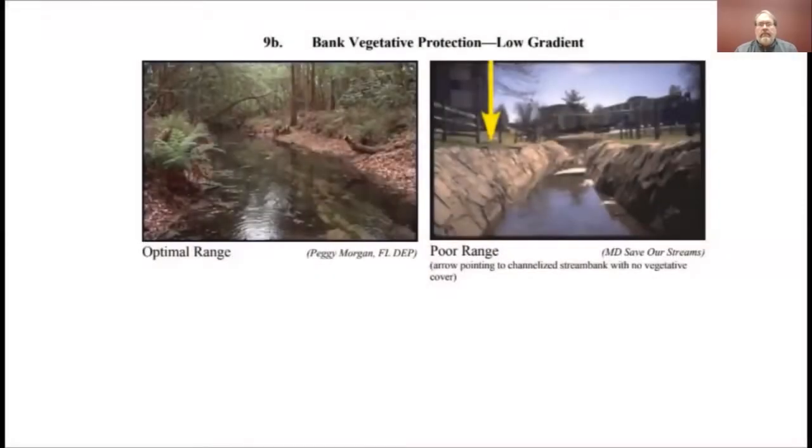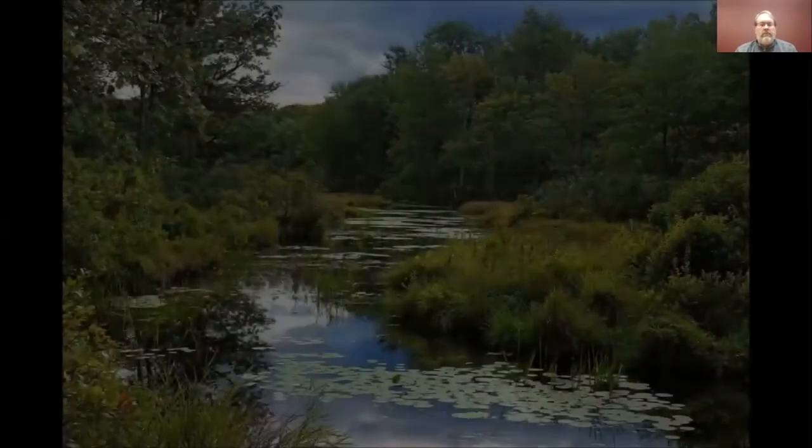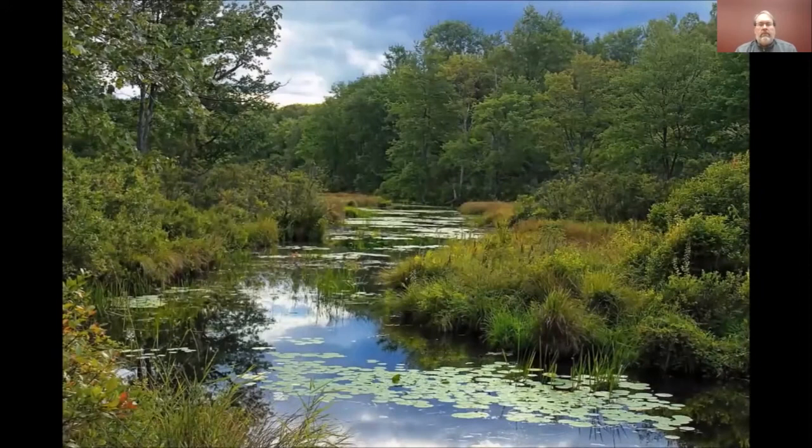Moving on, let's discuss vegetative protection. As the name suggests, vegetative protection describes the degree to which the stream bank is covered with vegetation. It can also be thought of as how dense the vegetation is. The plant life filters out harmful pollutants, which would otherwise find their way into the stream.